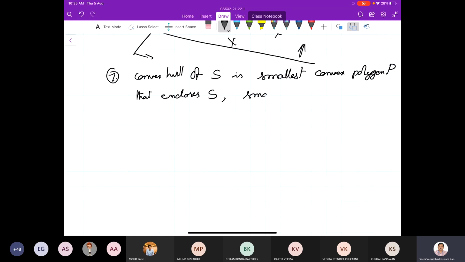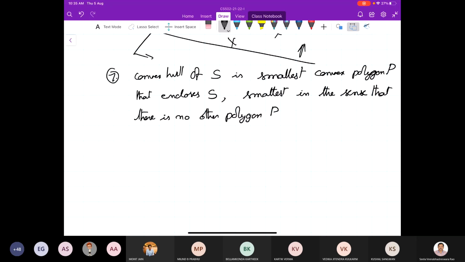Here, smallest means there is no other polygon P dash such that P is a proper superset of P dash, and this set is a proper subset of P. If there is no such P dash, then we call this the smallest convex polygon which encloses this. Okay, is it clear? Yes, sir. Yes, sir.